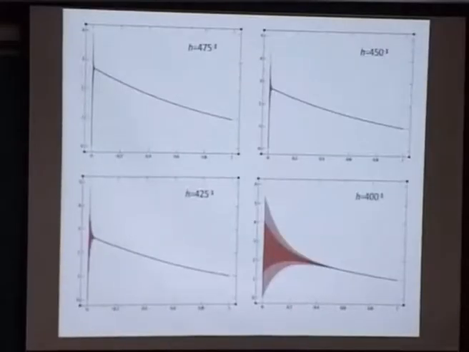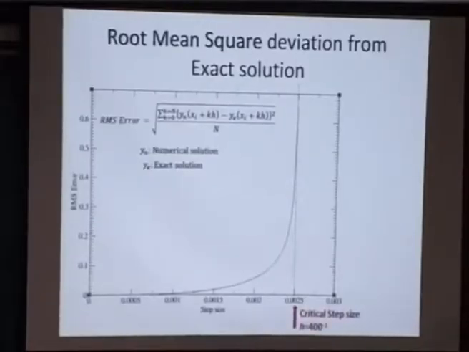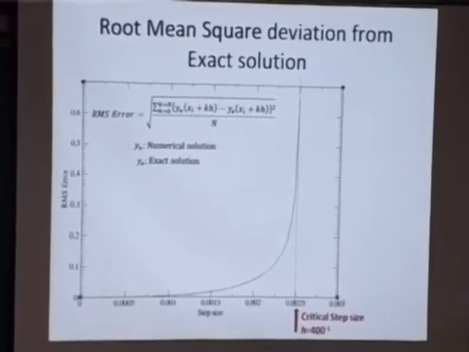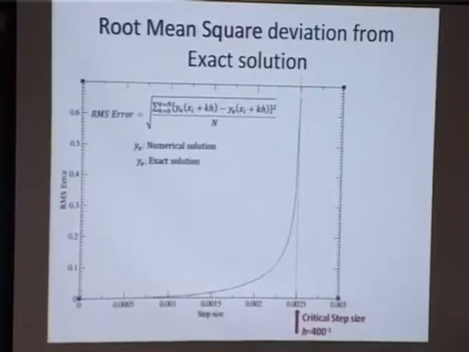It may not be very clear what the exact value of the so-called critical step size is from these plots, because they're taken at few values of h. So what I've done here is I've plotted the root mean squared deviation of the numerical solution from the exact solution. How I do this, I've shown it in the top left inset in the plot. I define the RMS error as that, which means yn at xi plus kh minus ye at xi plus kh, that difference the whole squared, and I summate that over all the steps, divide by the number of steps and take the square root. That's exactly how we define the RMS error.